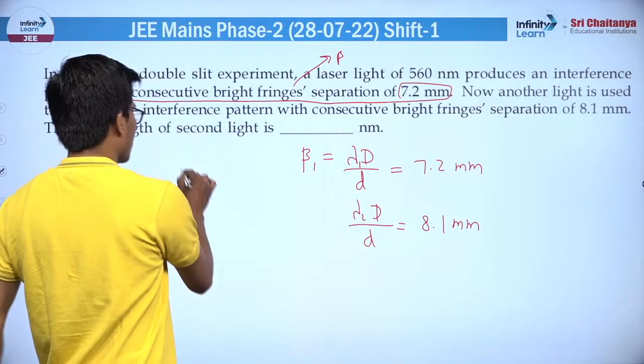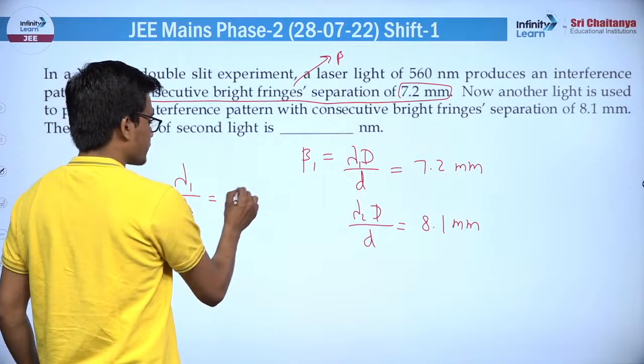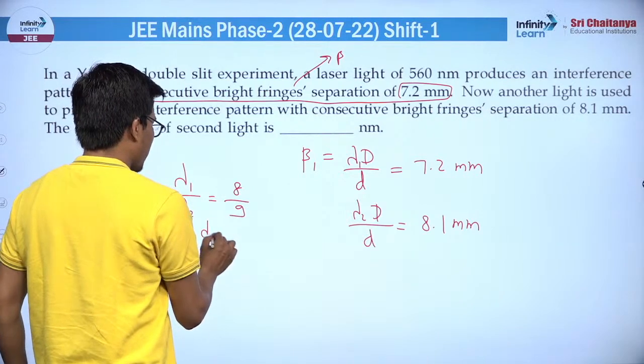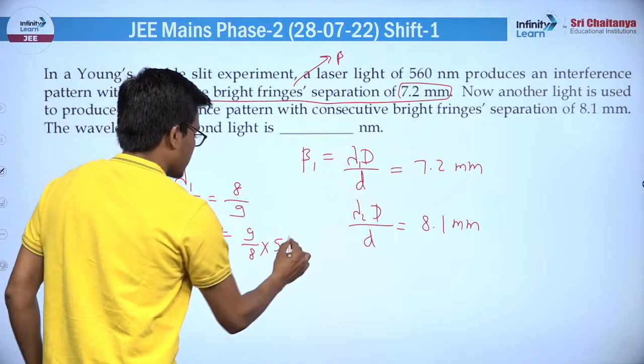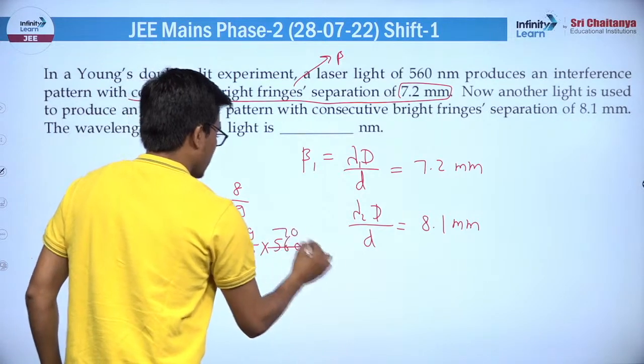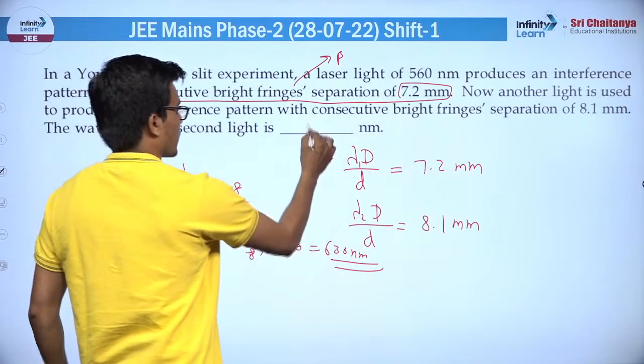Just divide these two expressions, you will get lambda 1 by lambda 2 is equal to 8 by 9. You have to find lambda 2, that will be 9 by 8 times of lambda 1, that is 560, 70, so it is 630 nanometer is my answer.